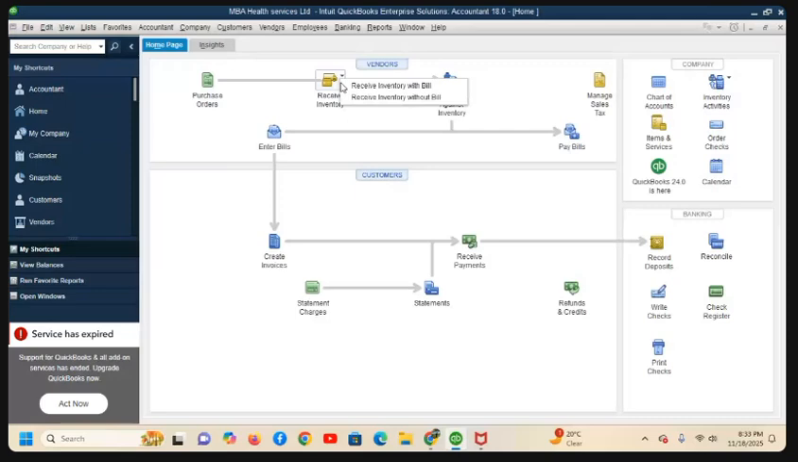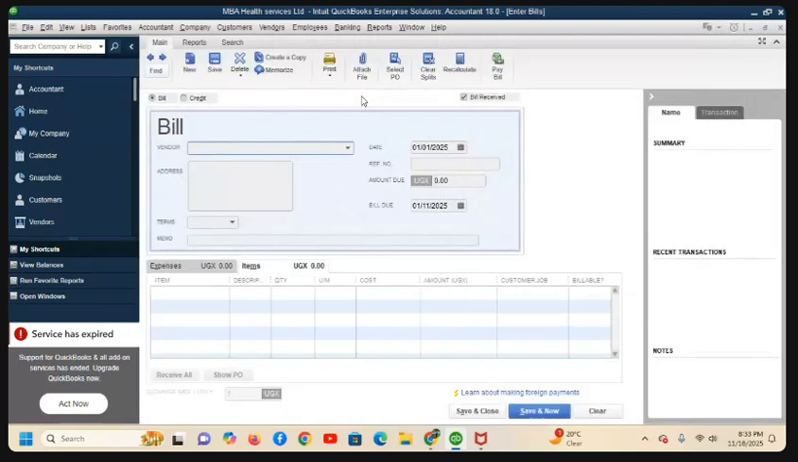When you're receiving the inventory, you can receive inventory with a bill, or you can receive inventory without a bill, then you enter the bill later. But now we are going to receive inventory, which we ordered from First Pharmacy, with a bill. So we come here. The first thing you see is the bill, then you'll ask who you are receiving the goods from.